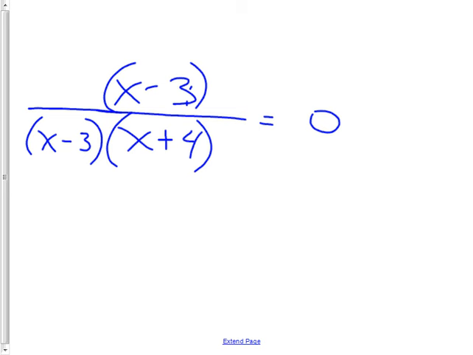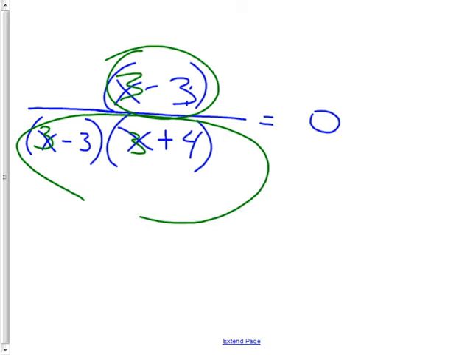Okay, now if I choose x equals 3, if I put in a 3 right here, it seems like I have a 0, and a 0 divided by anything is 0, except when you actually go plug the 3 in everywhere, you'll end up with a 0 on the bottom of a fraction. You're not allowed to have a 0 on the bottom of a fraction. That's called undefined.